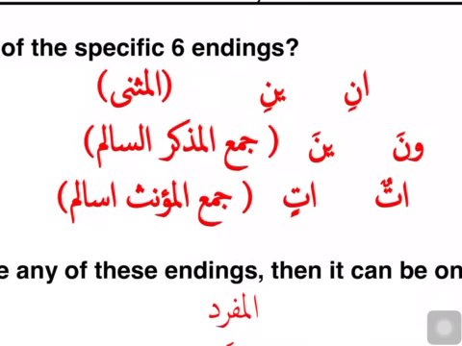If this ending is present, either of these, it indicates that the word is a plural word, a sound masculine plural, jama mudhakkar salim. If the word has an ending either atun or atin, this indicates that this ism is sound feminine plural, jama mu'annath salim.